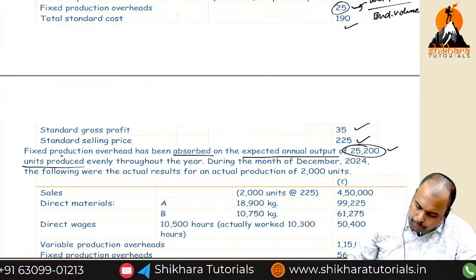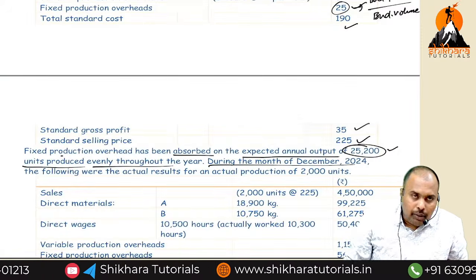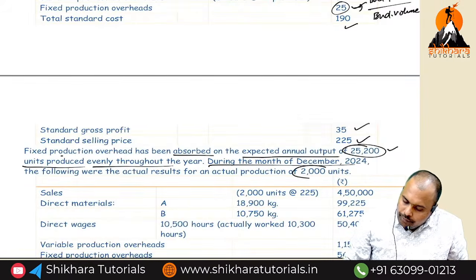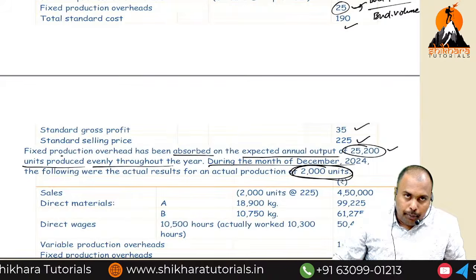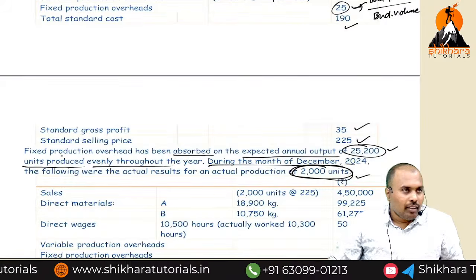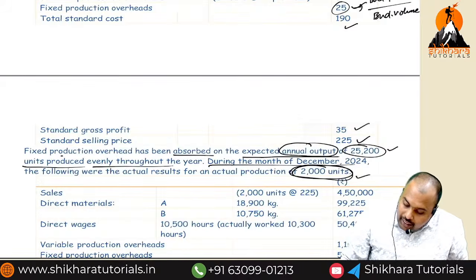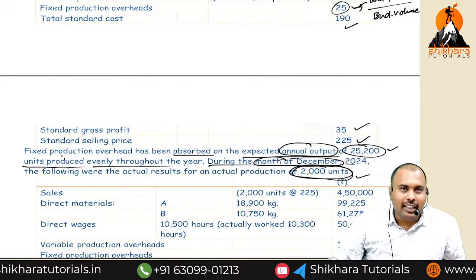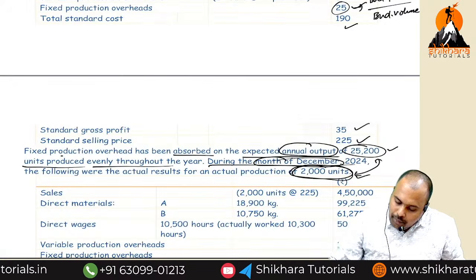Units produced evenly throughout the year. During the month of December 2024, the following were the actual results. Actually, we are producing 2,000 units. Remember, these are annual units and these are monthly units. Annual output of 25,200, and actual in the month of December. Understood? I cannot compare between those two. So what should I do? How much is monthly standard?